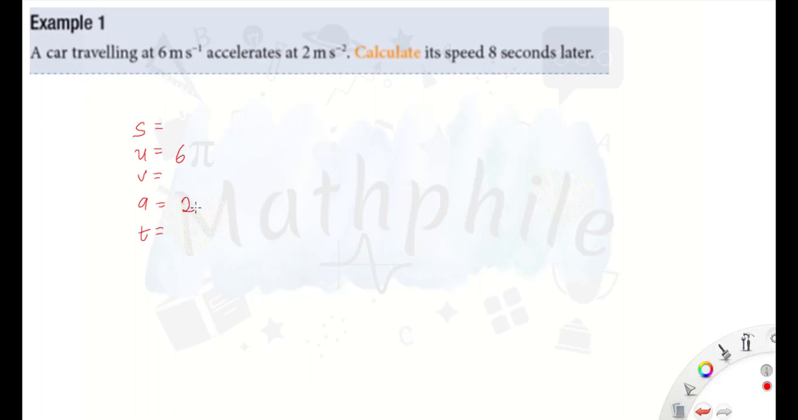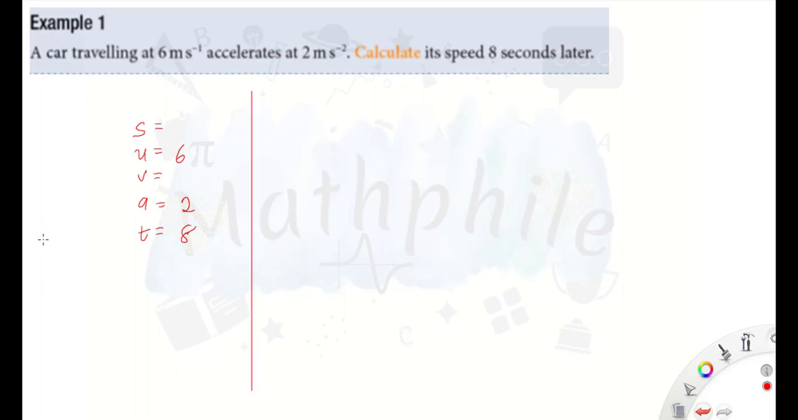2 meters per second, so 2 meters per second squared. And finally, the time is 8. Okay, so I need an equation that contains U, V, A, and T to find V. And also I need an equation to find S. So at this point, I can say that V is equal to U plus AT. Do you agree? Yes. Finding the velocity.